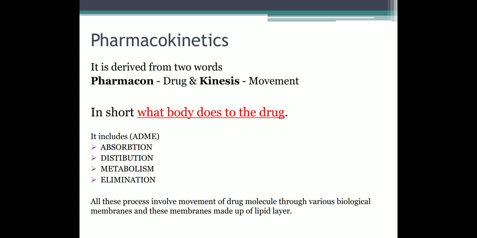It is divided into absorption, distribution, metabolism and elimination. We can't say divided, but it is a process. So it is ADME. Remember always it's ADME: absorption, distribution, metabolism and elimination. All these processes involve movement of drug molecules through various biological membranes, and these membranes are made up of a lipid layer. So let's first see the membranes.